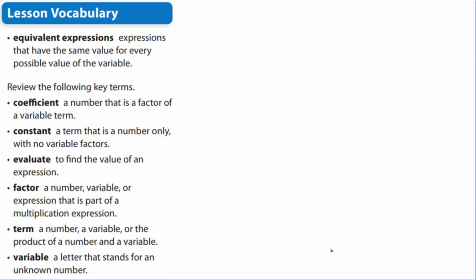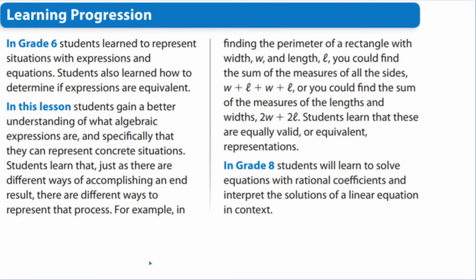Factor, a number, variable, or expression that is part of a multiplication expression. Term, a number, a variable, or the product of a number and a variable. And then variable, a letter that stands for an unknown number. Let's look at the learning progression.